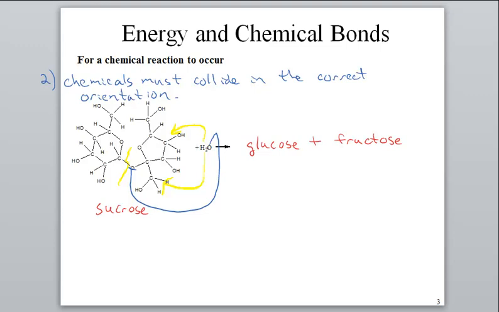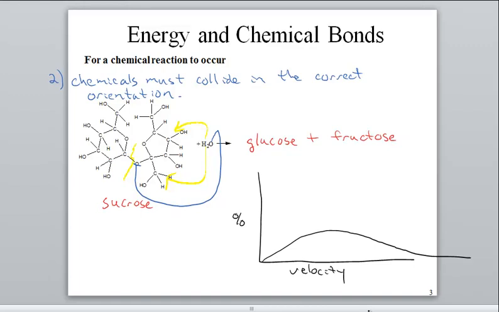Catalysts, temperature, things that we're understanding right now a little bit, those are going to be variables that we can use to affect the rate of a reaction. But for right now, the two things I want you to know is that in order for a reaction to occur, chemicals must collide with enough energy to break some bonds, and equally as important, they must collide in the correct orientation.